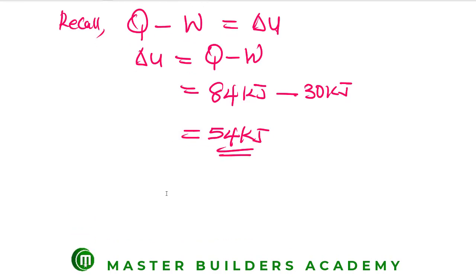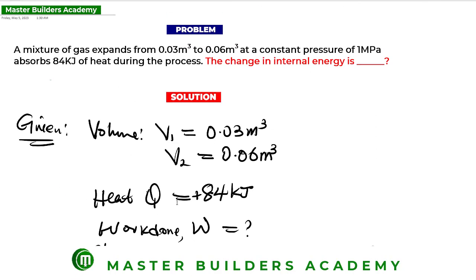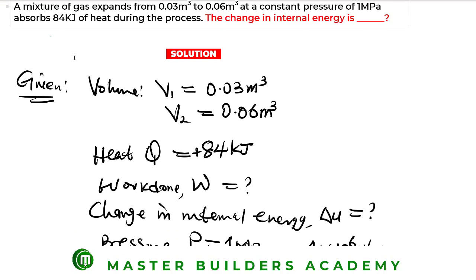So you see that it is very, very simple. Therefore, the change in internal energy is 54 kilojoule. So as I promised, I have shown you how to solve this kind of problem without wasting much of your time. It's very, very simple. It's just understanding that you need.